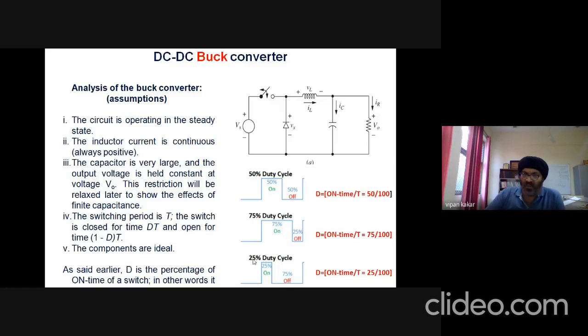So for a duty cycle of 25%, the on time is now 25 and the off time is 75. So D is equal to on time divided by T. That is basically the formula which I explained in previous lectures. So again, you have to remember it. T on divided by T is the duty cycle, which is 25%.